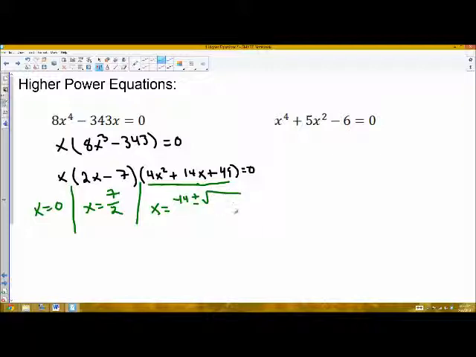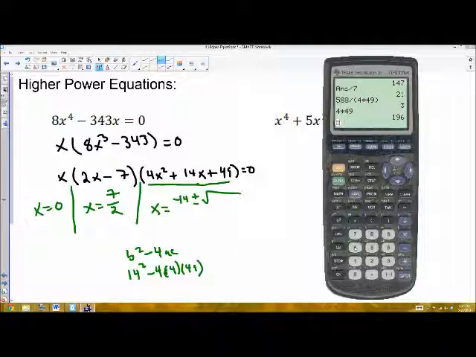Now, when I do this stuff inside the radical, I'll often do it off to the side. B squared minus 4ac. B squared is 14 squared minus 4 times a, which is 4 in this case, times c, which is 49. So looking at this discriminant, 14 squared minus 4 times 49. If you want to do that on a calculator, you can do 14 squared minus 4 times 49. Gives you negative 588.